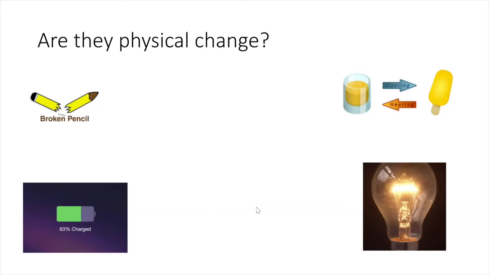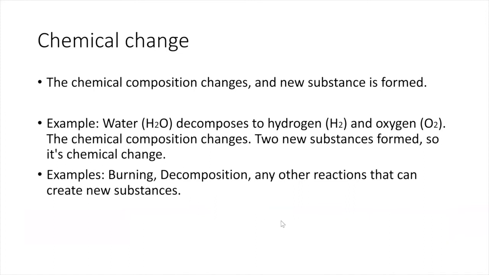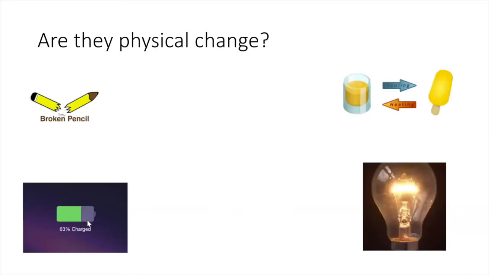Yeah, so it seems like you have a very good understanding of physical change. Let's move on to chemical change. Chemical change is basically the opposite of physical change. The chemical composition changes and a new substance is formed. So charging is a chemical change because there's a new substance formed that fills the battery.